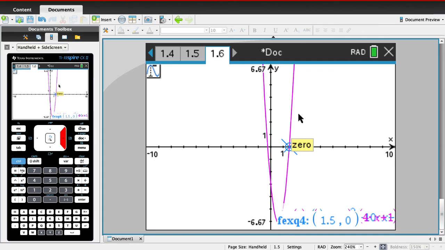So as you can see, there's lots of different ways to verify your answer. However, you should always make sure and verify your answer no matter what way you choose.